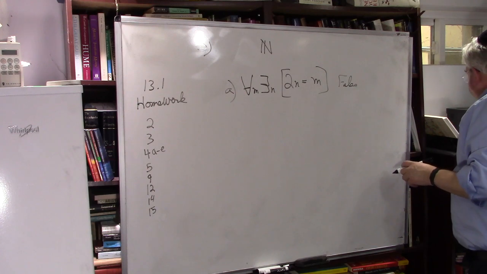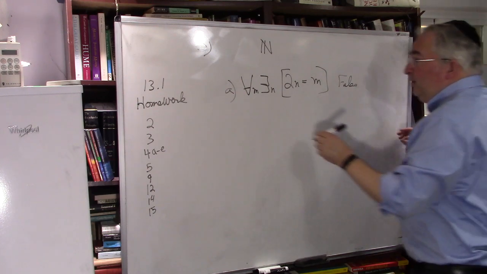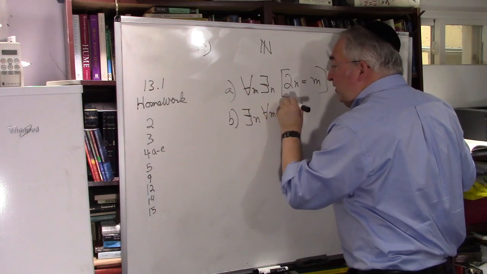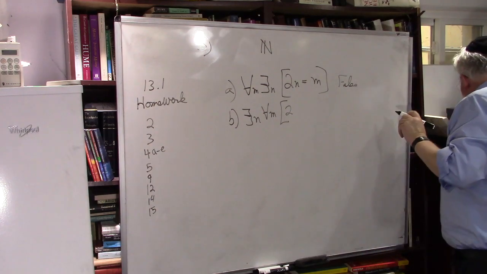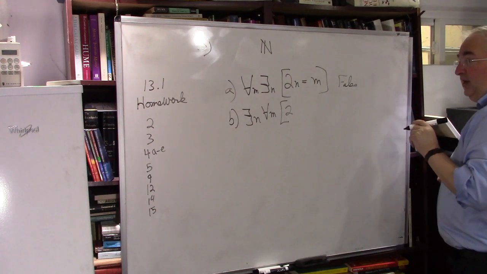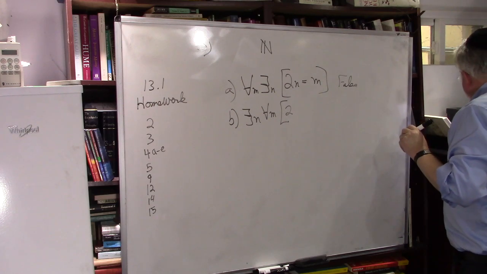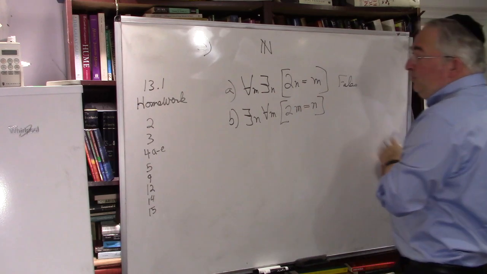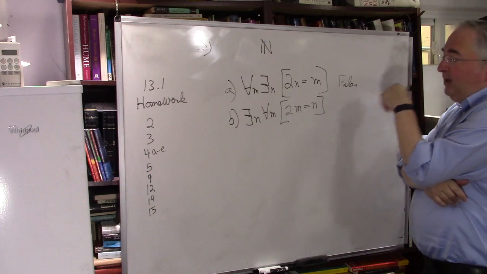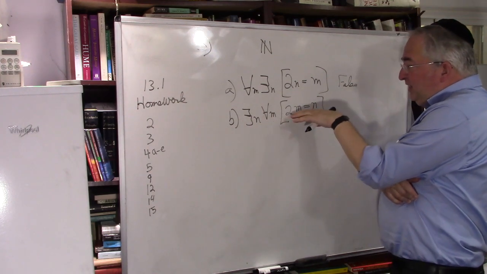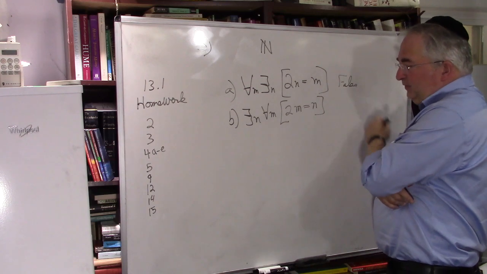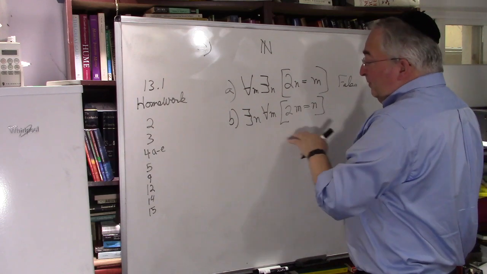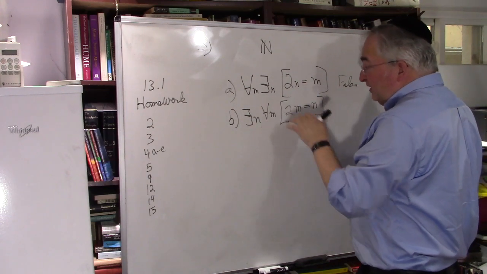Let's do B. There exists an n such that for all m, let's follow exactly what they're doing, 2 times m is equal to n. True or false? Let's see what that says. Is there some number that's equal to 2 times every other number? That's false. Take the number 10. It's 2 times 5, but it's not 2 times 3, and it's not 2 times 0. So this is false.